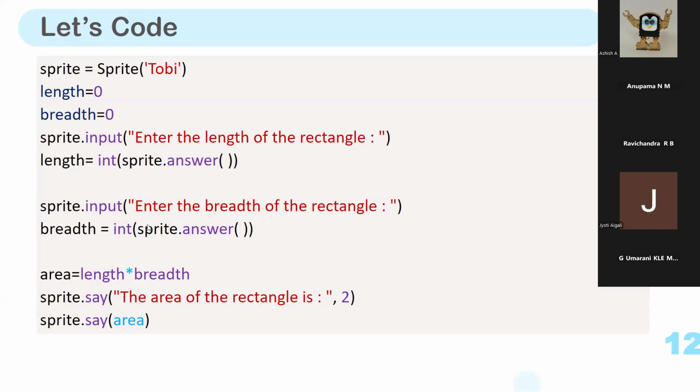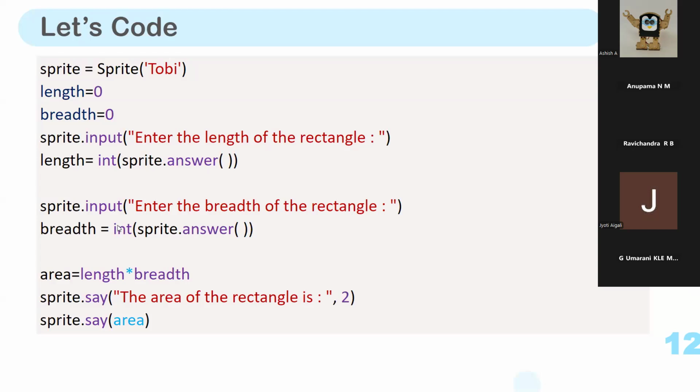So now we are going to use the sprite, where we can show the outputs using sprites itself. So first, we are having a sprite variable. We are creating sprite is equal to, we are just calling it sprite Toby, which has to be in quotations. Length is equal to 0, breadth is equal to 0 initially. Then sprite dot input, enter the length of the rectangle. So first we are taking the length of the rectangle. Length is equal to int sprite answer. So that will be dropped inside sprite answer.